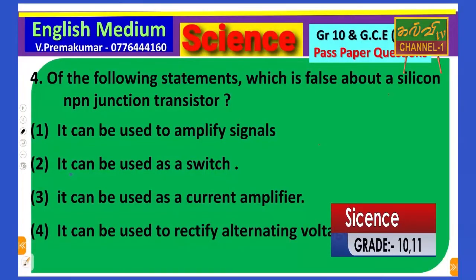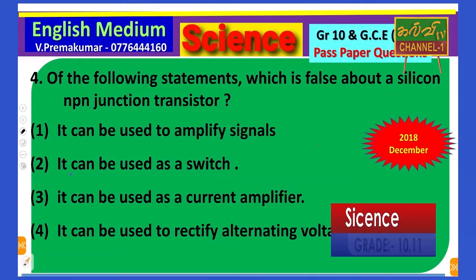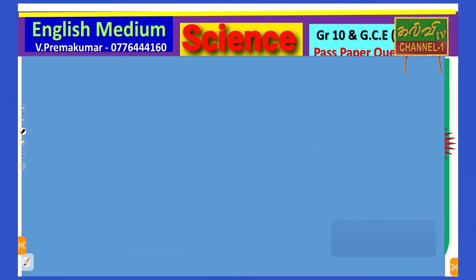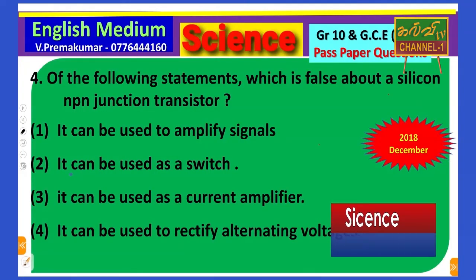See these questions on the screen. The answer: it can be used as a signal amplifier. Amplifier means to enlarge, right? And the second, it can be used as a switch. Yes, it can be used as a current amplifier, that is okay. It can be used to rectify alternating voltage. Rectify means AC to DC, and it can't do that.